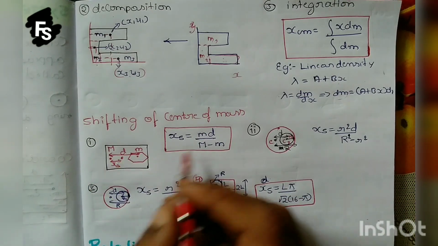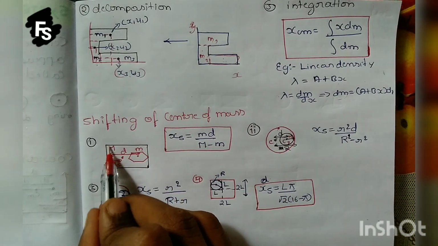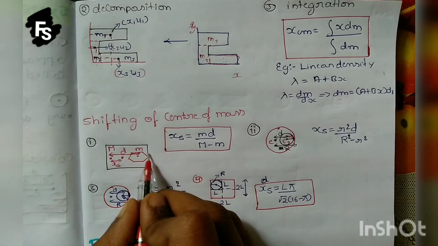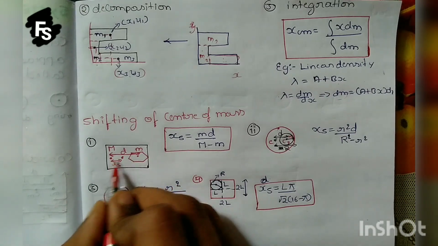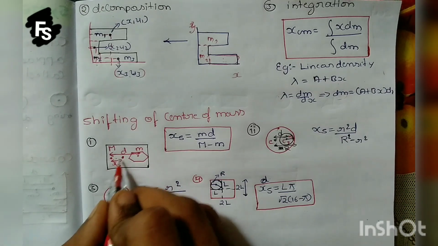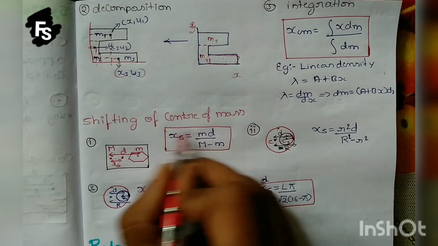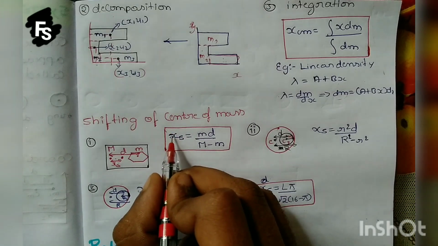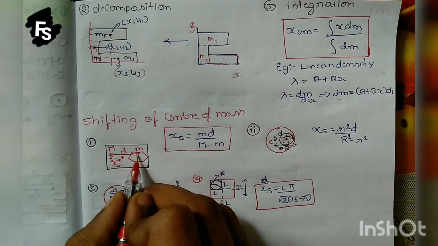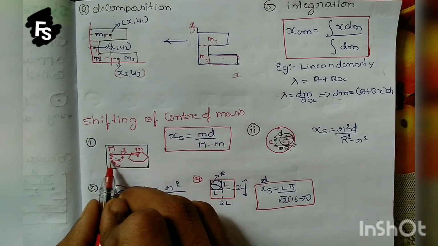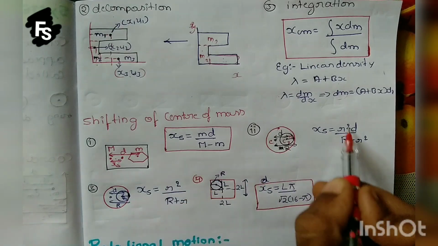Next, we discuss shifting of center of mass. First, for example, if this is a rectangle of mass capital M, and if we remove this hexagon of mass m from this rectangle, by what distance will the center of mass be shifted? From here to here is known as xs, the shifting of center of mass. How to find it? By this formula. See here, shifting xs is equal to small m, means this mass, into the distance between the center of mass of this hexagon and the center of mass, divided by capital M minus small m. By using this formula, we can derive all these formulas.